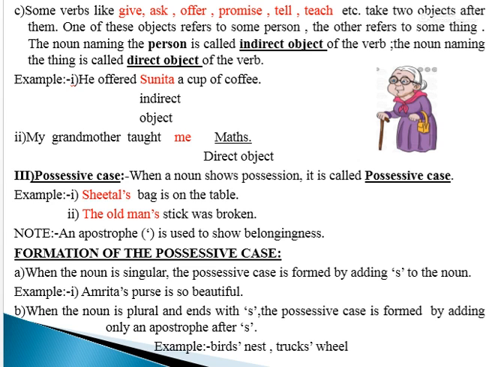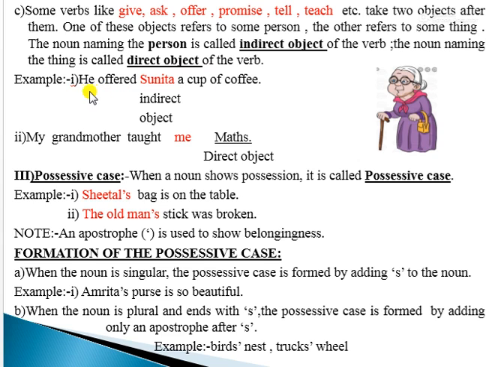Number C, some verbs like give, ask, offer, promise, tell, teach, they take two objects after them. One of these objects refers to some person. The other refers to something. The noun naming the person is called indirect object of the verb. The noun naming the thing is called direct object of the verb.